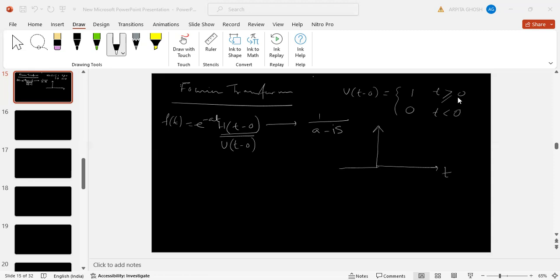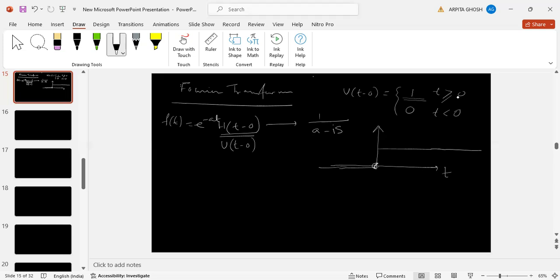Ma'am, will the graph go upward? Yes, it goes up straight, like a step. For t greater equal to 0 the function value is 1, and for t less than 0 the function value is 0. There is a gap at that point.